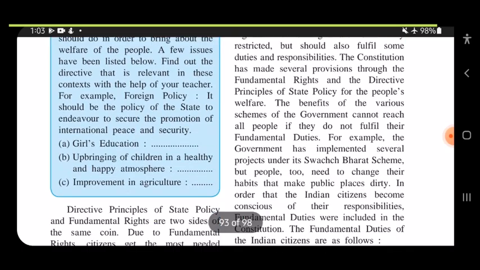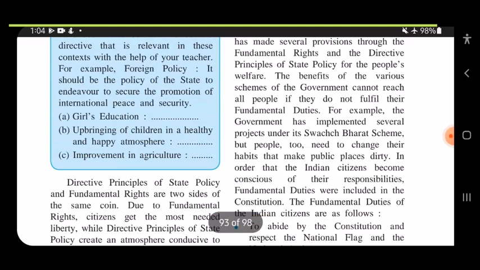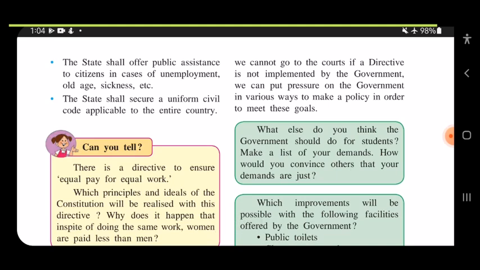Next, let us move on to the next, that is directive principles of state policy and fundamental rights are two sides of the same coin. That means these two go together. Due to fundamental rights, citizen gets the most needed liberty, while directive principles of state policy create an atmosphere conducive to the growth of democracy. Even though we cannot go to the courts if a directive is not implemented by the government, we can pressure the government in various ways to make a policy in order to meet these goals.